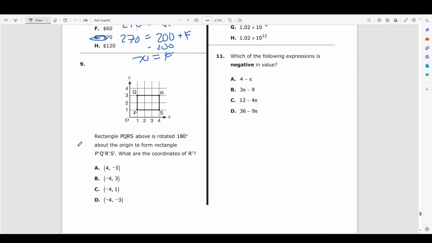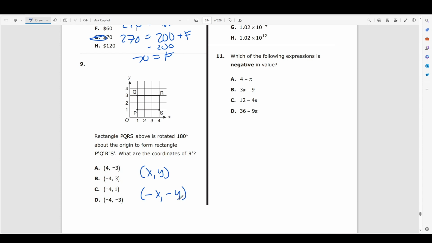Number 9 says the rectangle PQRS above is rotated 180 degrees about the origin to form rectangle P prime, Q prime, R prime, and S prime. And now it's asking you what those coordinates of R prime are going to be. Okay, so look, whenever you rotate something 180 degrees about the origin, it doesn't matter if it's clockwise or counterclockwise because you end up in the same position, your coordinates undergo a specific transformation. You go from your coordinates being represented as x, y, into negative x, comma, negative y.